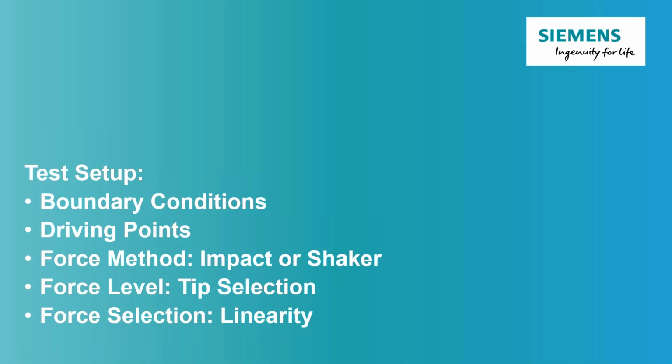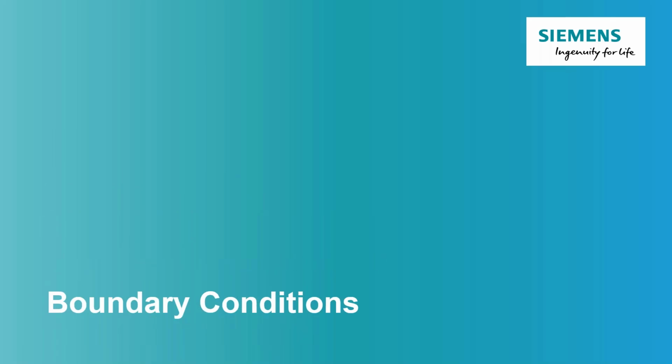So once we have a driving point, we're going to input a force at that point, and we have some options there. Are we going to use an impact hammer like we mentioned in the past here, or are we going to use a shaker? And then the force level, we have some different options there, even more specifically with that impact hammer that we talked about, and how that force selection behaves based on the linearity of our system. So these are the things that we're going to talk about first.